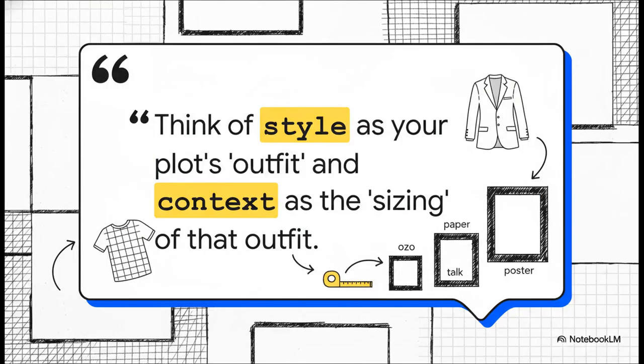If you need an easy way to remember the difference, just think of it like this. Style is your plot's outfit. Is it wearing a casual outfit with a grid, or is it more formal with a clean white background? And context is the sizing of that outfit. Is it sized for a small paper, a medium-sized talk, or a really large poster?